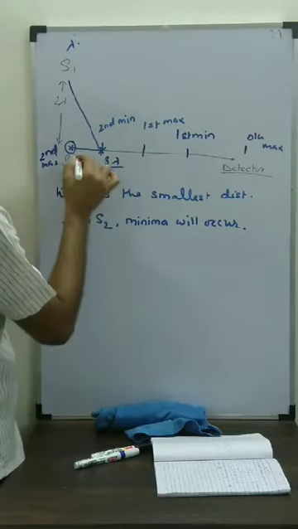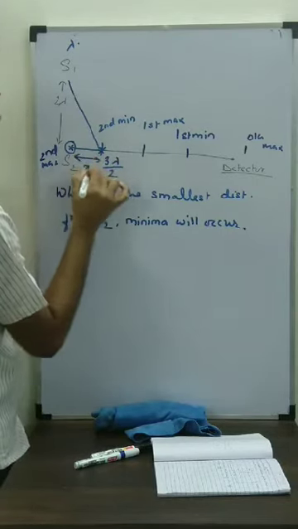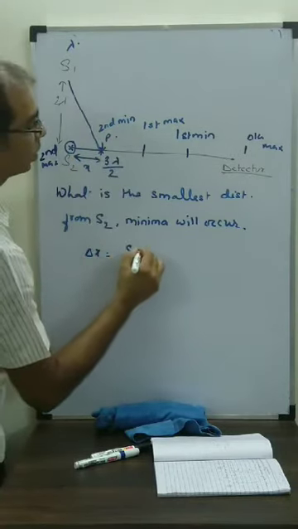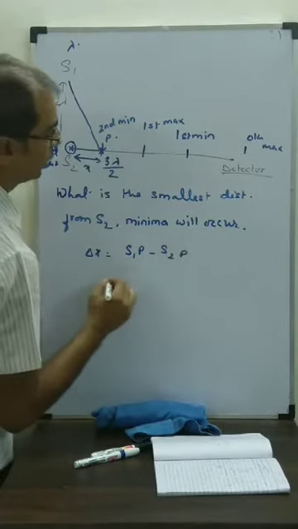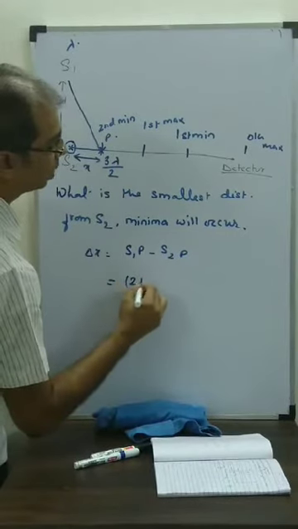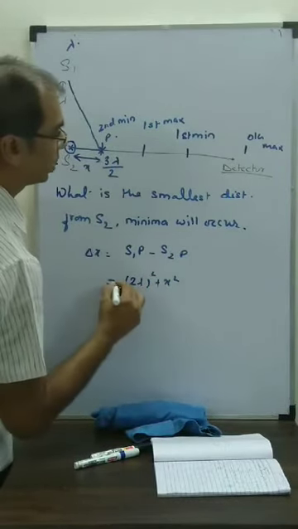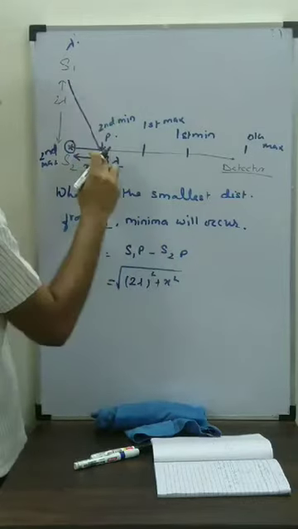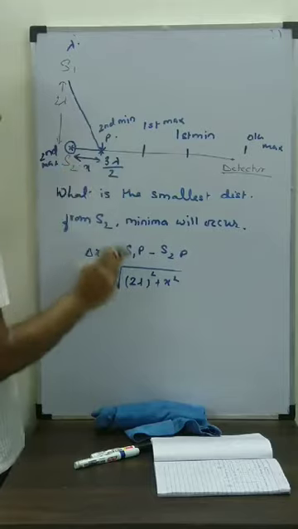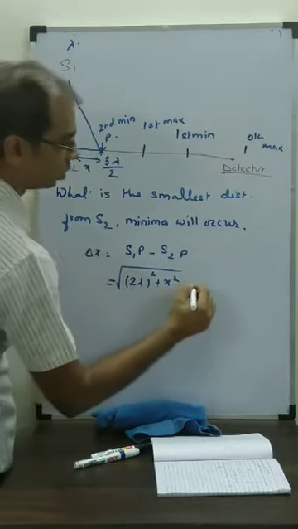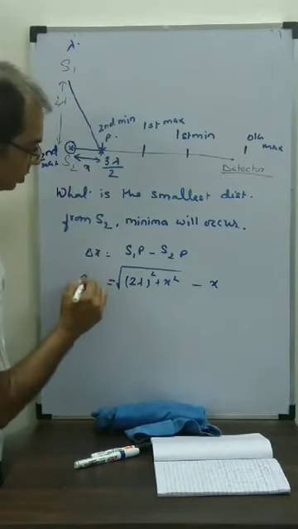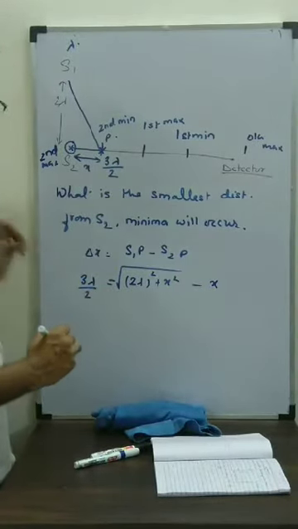So let's see. I am taking this distance as x, and this point is P. So delta x is S1P minus S2P. What is S1P? S1P is the square root of (2 lambda) whole square plus x square. Why? Because that's the hypotenuse of this triangle. So the square root of 4 lambda square plus x square is S1P. What is S2P? S2P is x. That is equal to 3 lambda by 2.